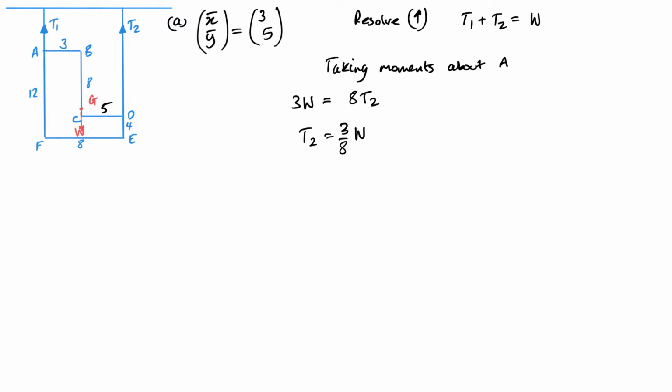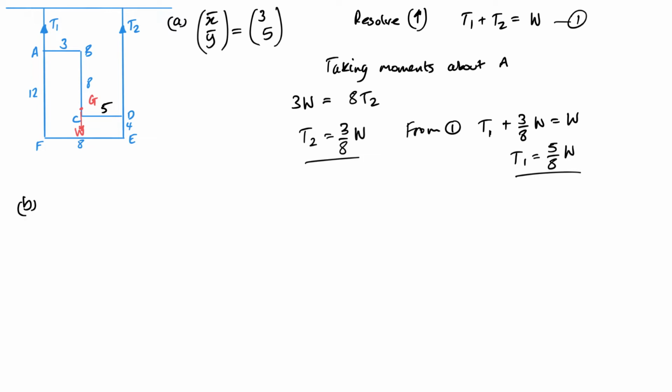Okay, and then using this equation, I've labelled it 1 there. So from 1, we can say that T1 plus 3/8 W equals W. So T1 must equal 5/8 W. And there we have our two tensions in terms of W. Now we can move on to part B.